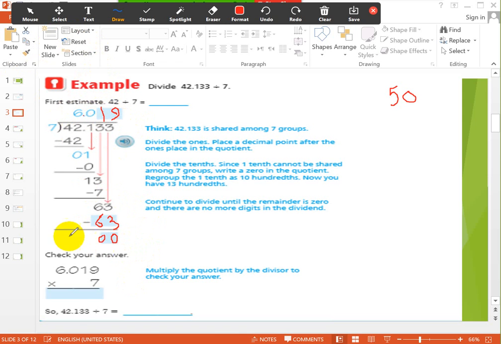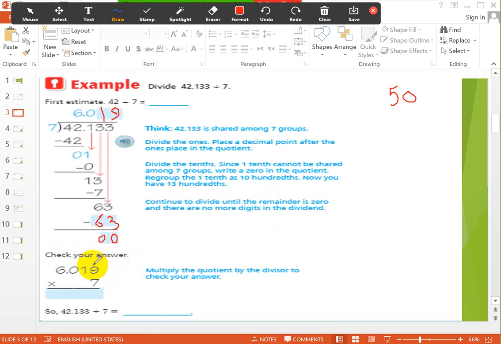Now if I want to check my answer, okay, I raise my voice, dear Asma. If I want to check my quotient is correct or not, I have to multiply the quotient with the divisor, and the answer must be the dividend. Let's find the answer for this multiplication. Now, you know how to multiply a whole number with a decimal number.